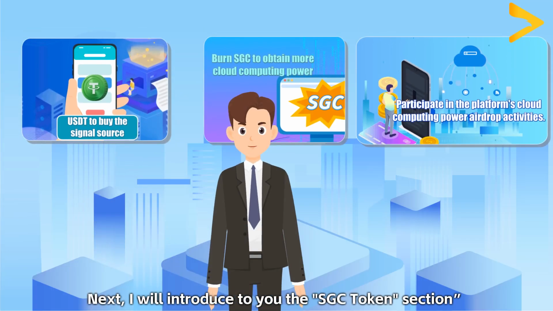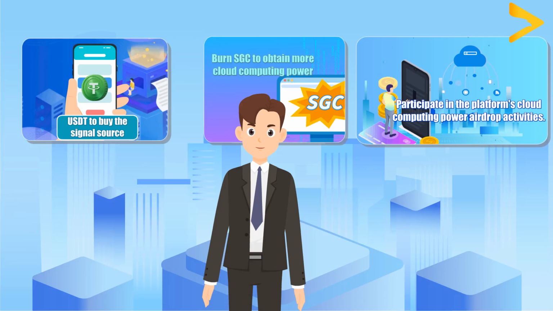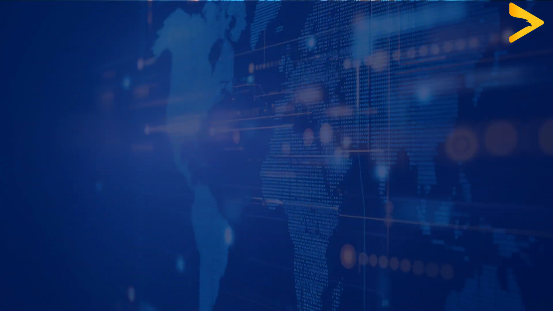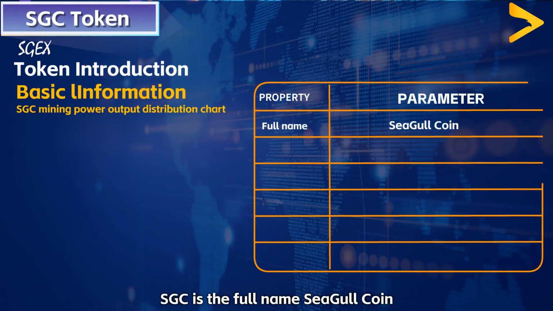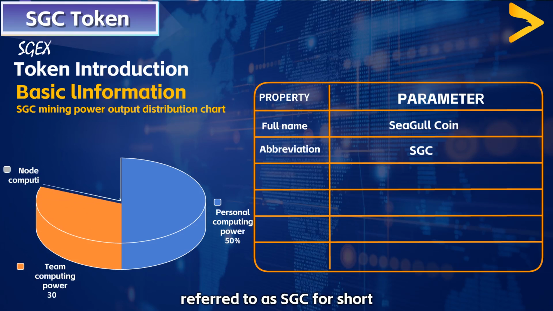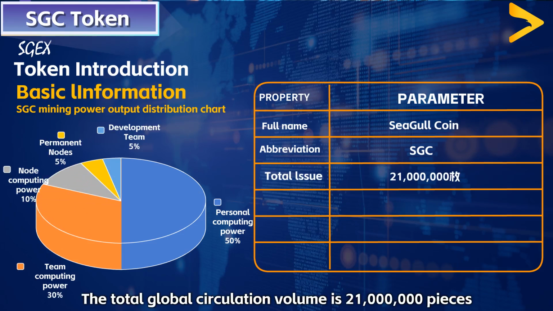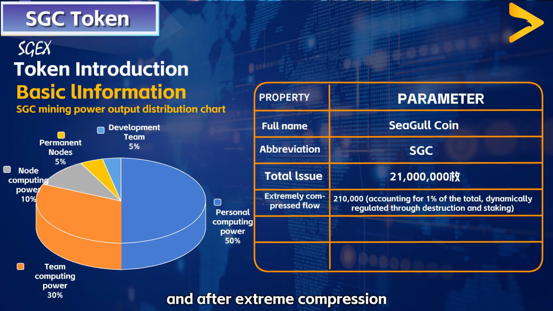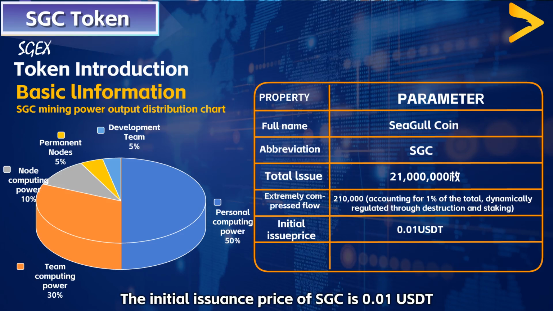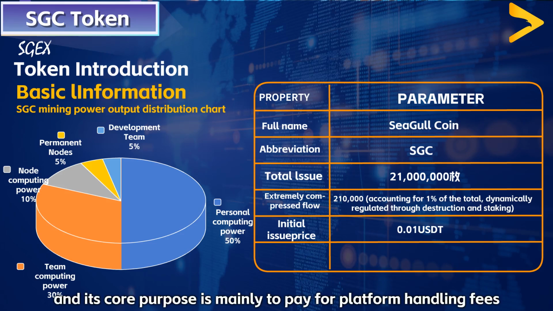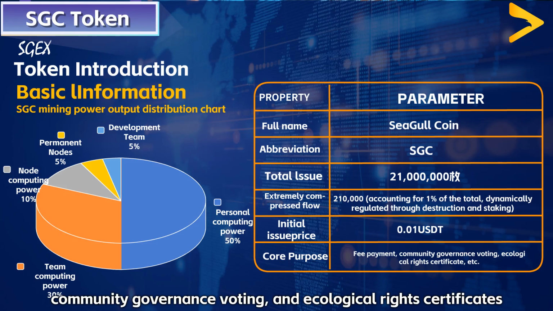Next, I will introduce to you the SGC token section. SGC is the full name Seagull coin, referred to as SGC for short. The total global circulation volume is 21 million pieces, and after extreme compression, the circulation volume is finally maintained. The initial issuance price of SGC is 0.01 UST, and its core purpose is mainly to pay for platform handling fees, community governance voting, and ecological rights certificates.